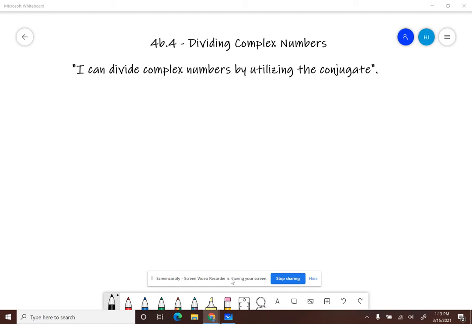It's a fun word to say anyway, conjugate. It just sounds good on the lips. So I can divide complex numbers by utilizing the conjugate.